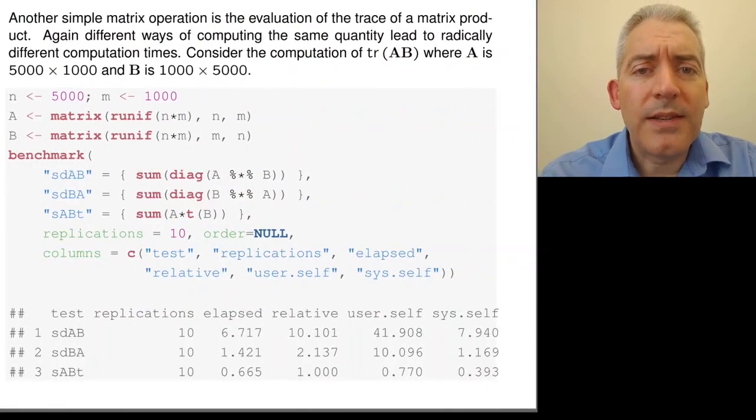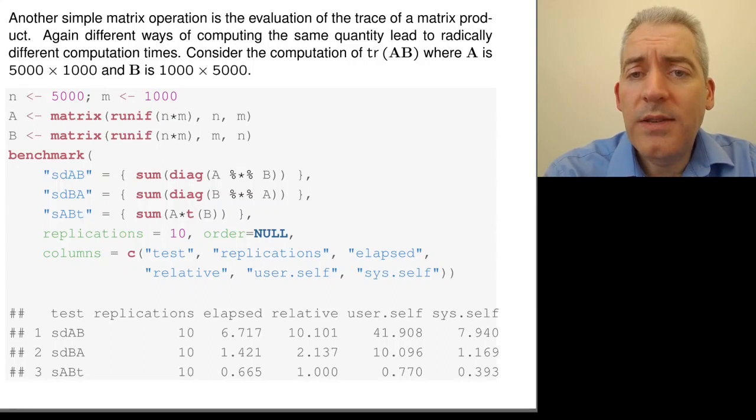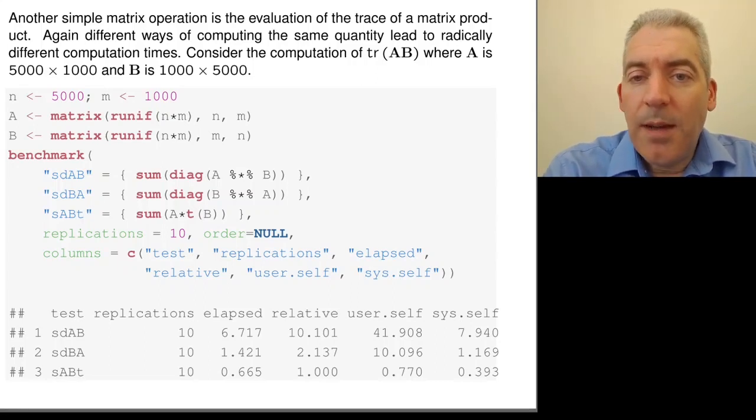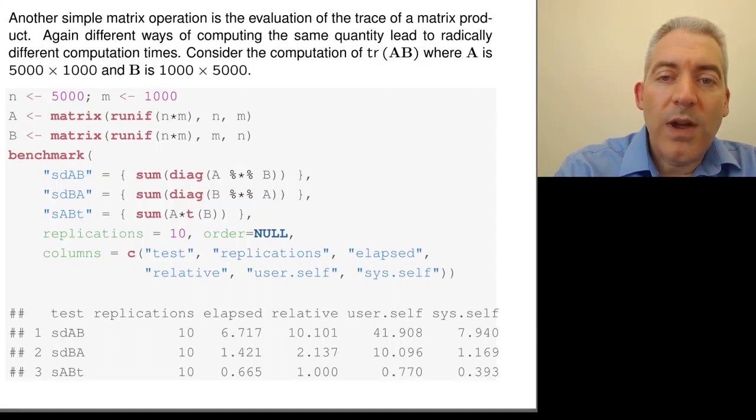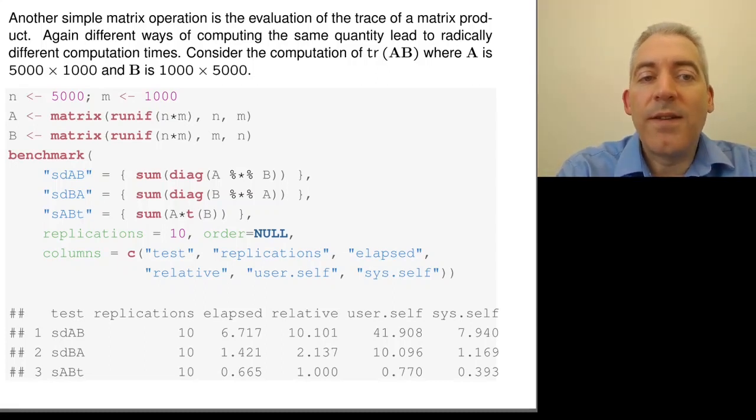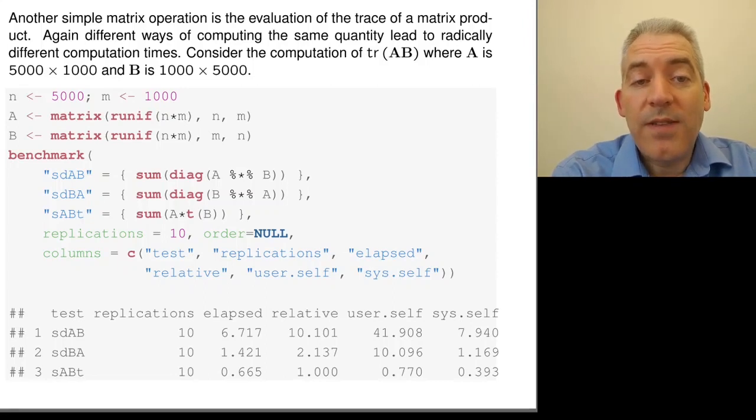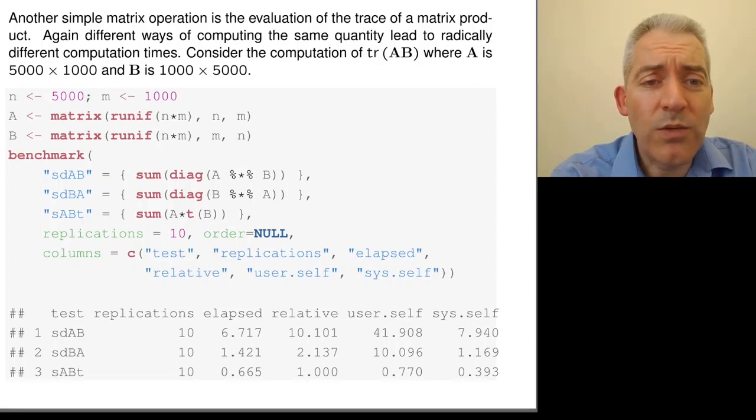Okay, so let's see this in another example. Now we want to compute the trace of the matrix AB, where A and B are big matrices. But this time A and B are not going to be square matrices. A is going to be 5,000 by 1,000. B is going to be 1,000 by 5,000. And there are a bunch of different ways we could compute this trace. Okay, so how could we do it?